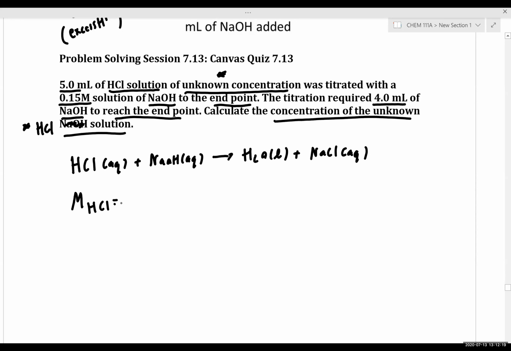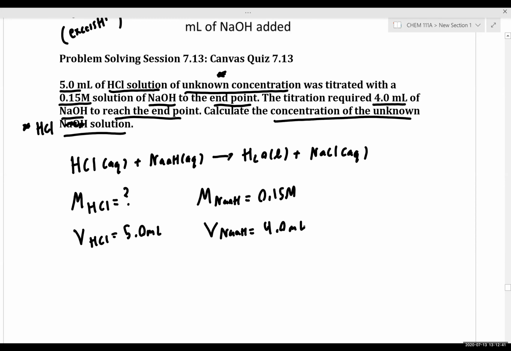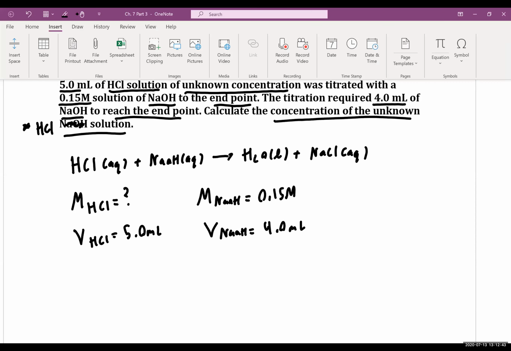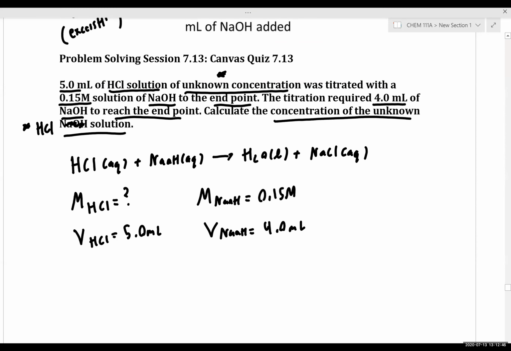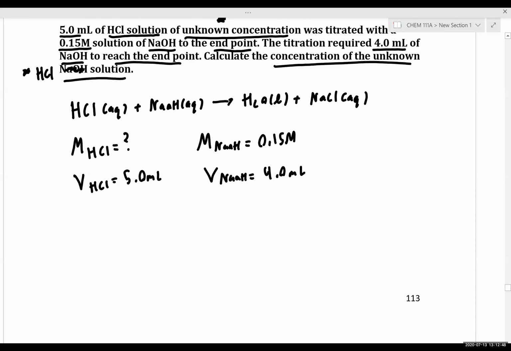Now we're going to list what we know. So the molarity of our hydrochloric acid solution is unknown. The volume of our hydrochloric acid solution is 5.0 milliliters. The molarity of our sodium hydroxide solution is 0.15 molar, and the volume of sodium hydroxide solution is 4.0 milliliters. Okay. So now what we're going to do is solve for the molarity of HCl.